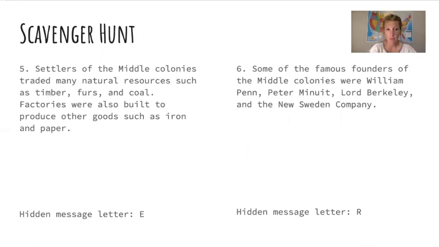Number 5. Settlers of the middle colonies traded many natural resources such as timber, furs, and coal. Factories were also built to produce other goods such as iron and paper. Hidden message letter E.